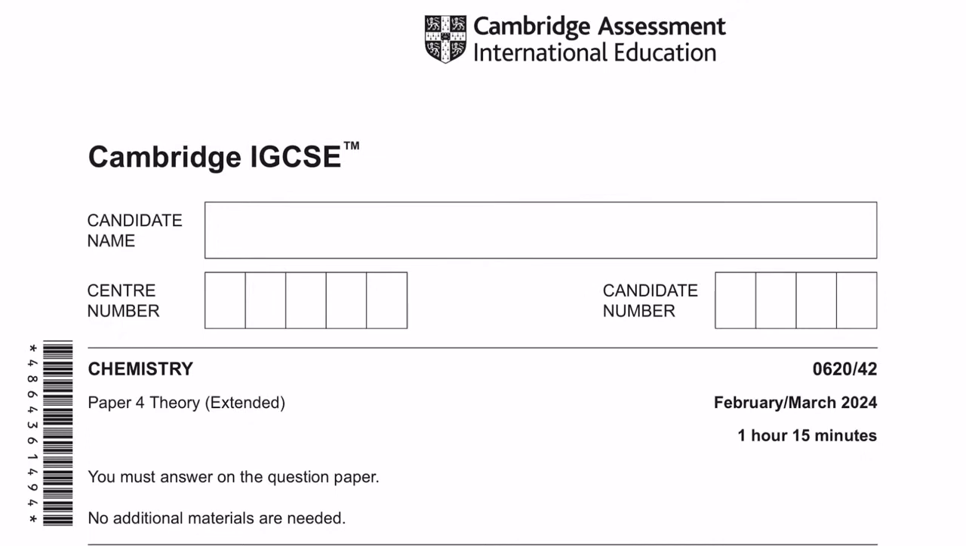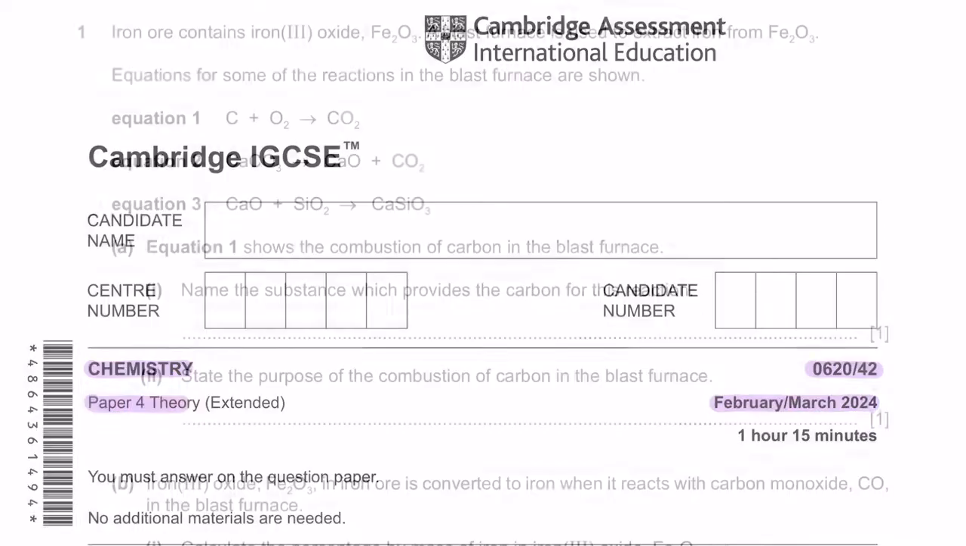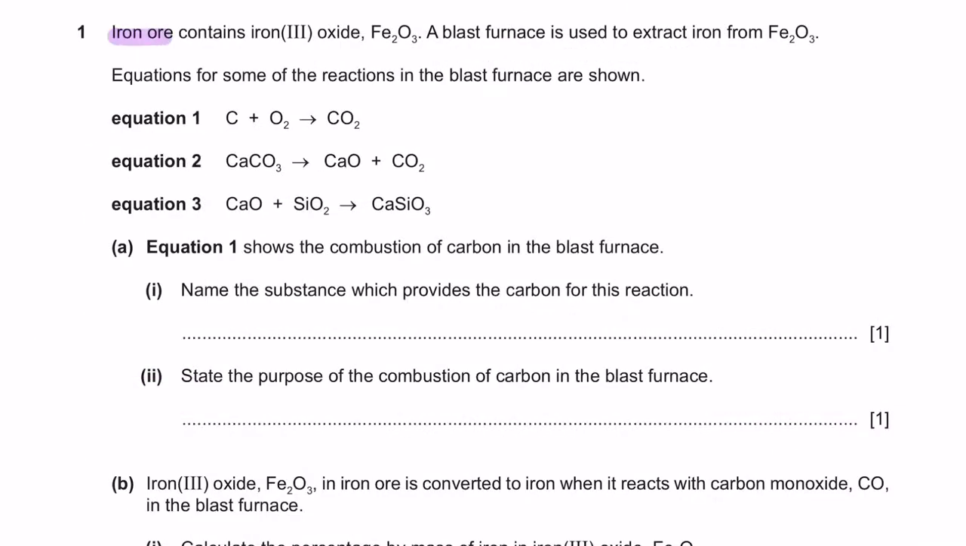This video is a tutorial on Chemistry, Paper 4 Theory, Variant 4.2 from the February-March 2024 examinations. Question 1. Iron ore contains iron trioxide. A blast furnace is used to extract iron from iron oxide. Equations for some of the reactions in the blast furnace are shown.